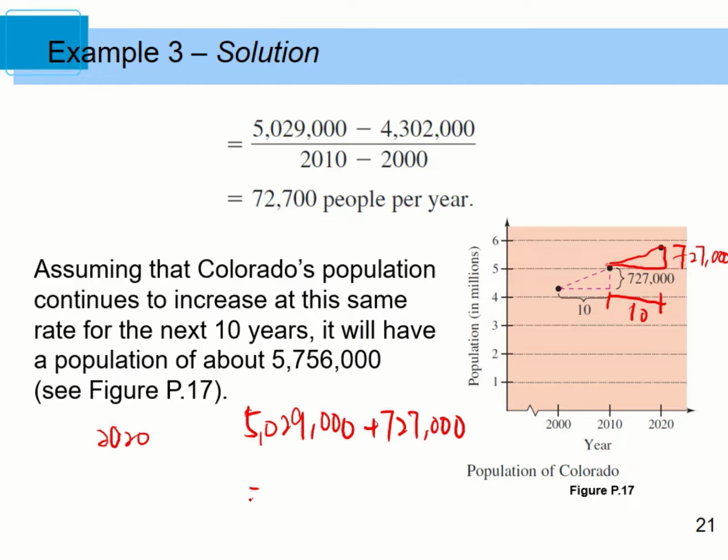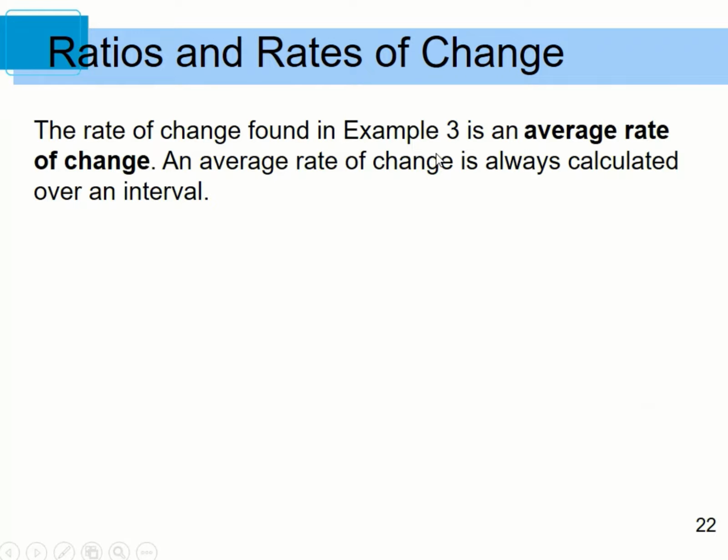So this is how we use the slope to find the growth for the population. Please bear in mind that this example is to show us that the slope represents the rate of change. The rate of change refers to when the year increases by 1, per year, the population increases by this number. So we call this the rate of change. The example shows us that the slope represents the rate of change.